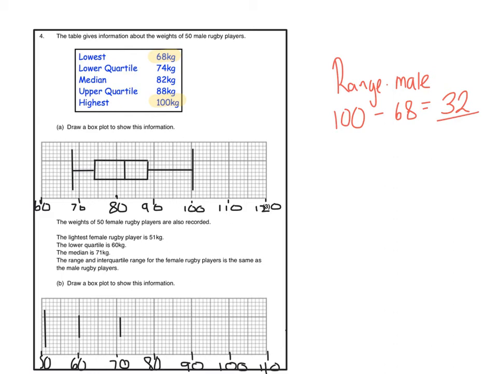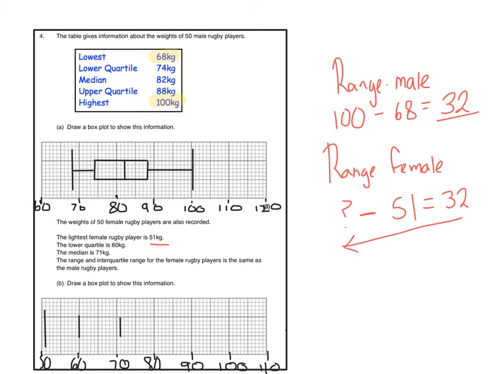So it's saying that the range is the same for the males and females. So I don't know what the highest is. So for the range for the female, I don't know what the highest is, but I know that if I take away the smallest, which was 51, my answer is going to be 32. So let's do it backwards. So 32 add 51, and you're going to get 83. So then the biggest is 83.